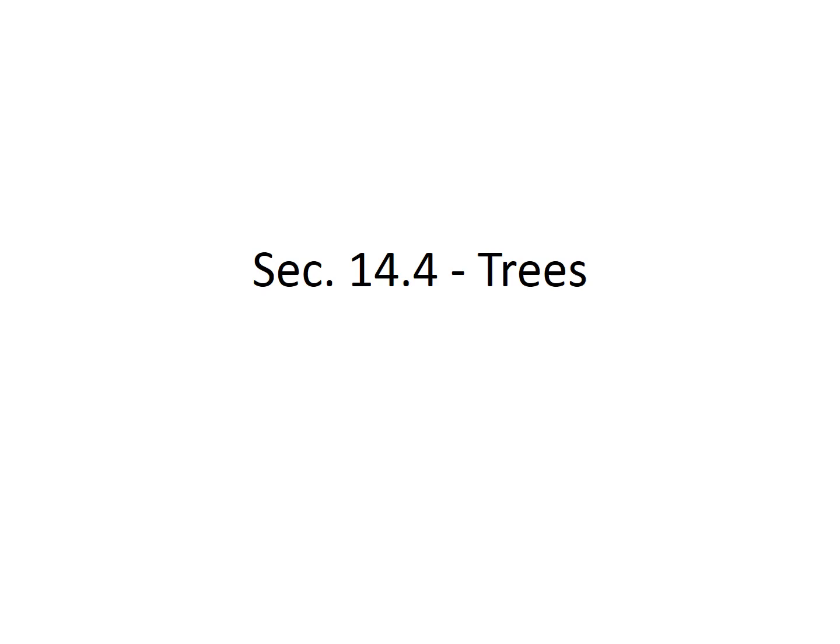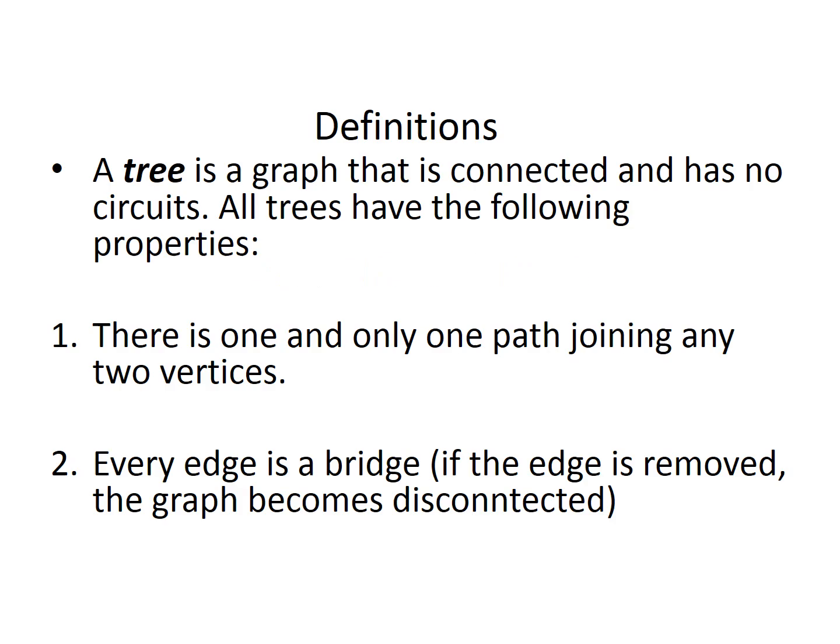This is a recording for section 14.4, the last section for graph theory. It's called trees. A tree is a graph that is connected and has no circuits. All trees have the following properties.